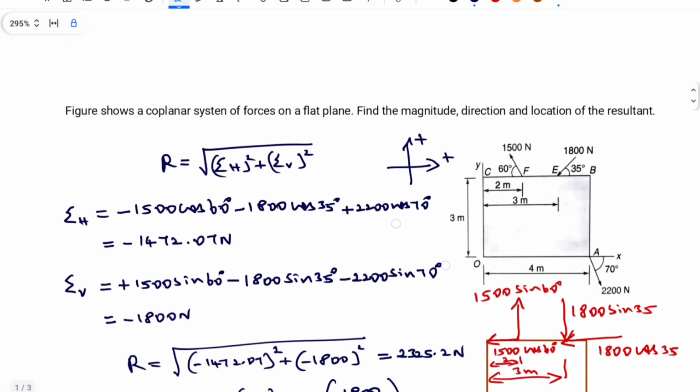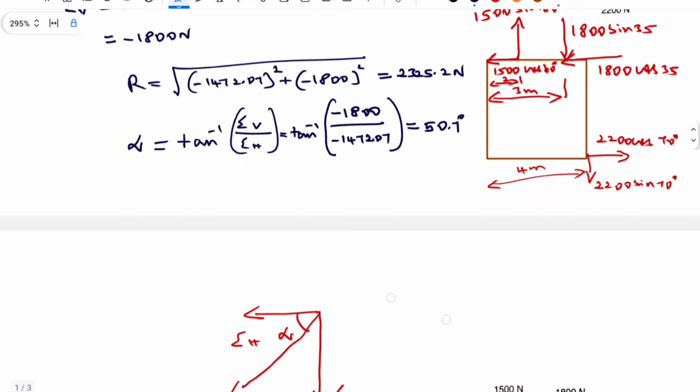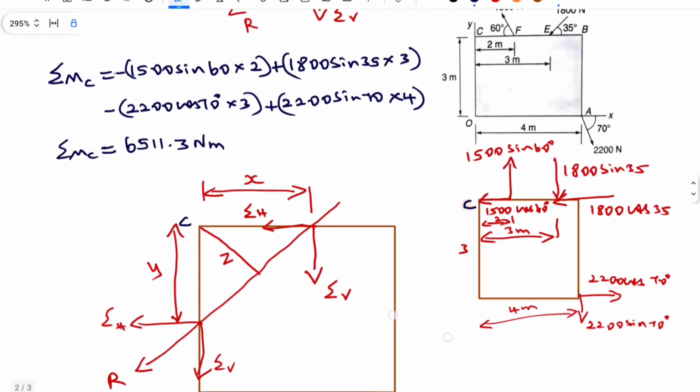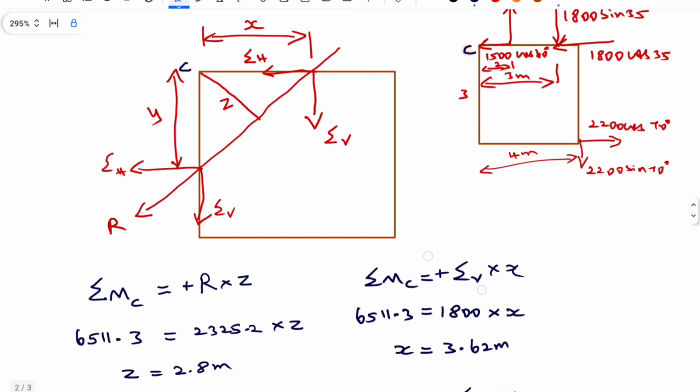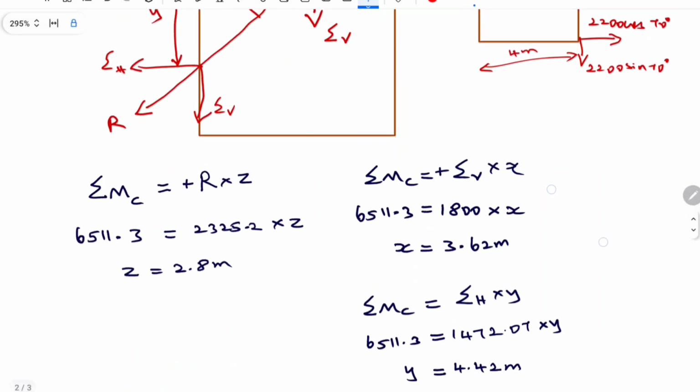Okay, so this is how we can solve the problem. First, the resolution of forces method is used, giving sigma H, sigma V, then R and alpha. To find the location, we are finding the moment, and in the location we have found three values: Z, X and Y. Okay, thank you.